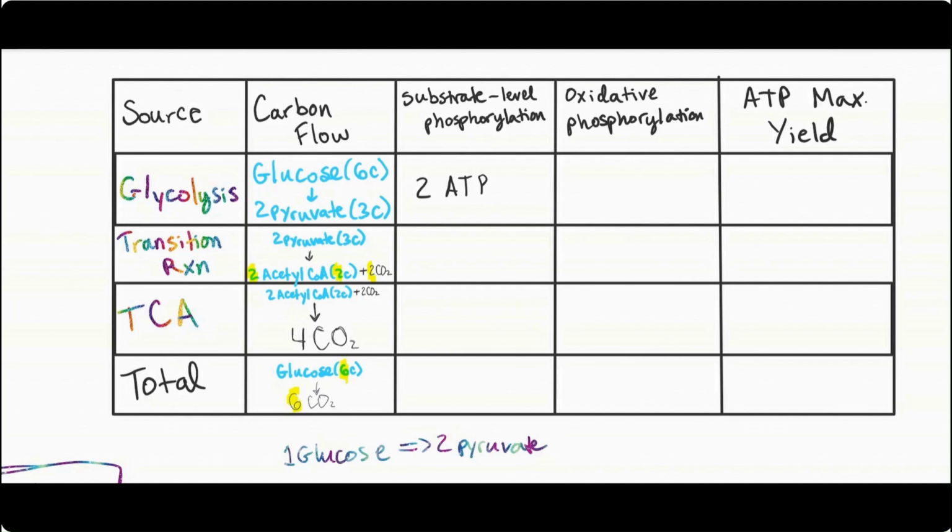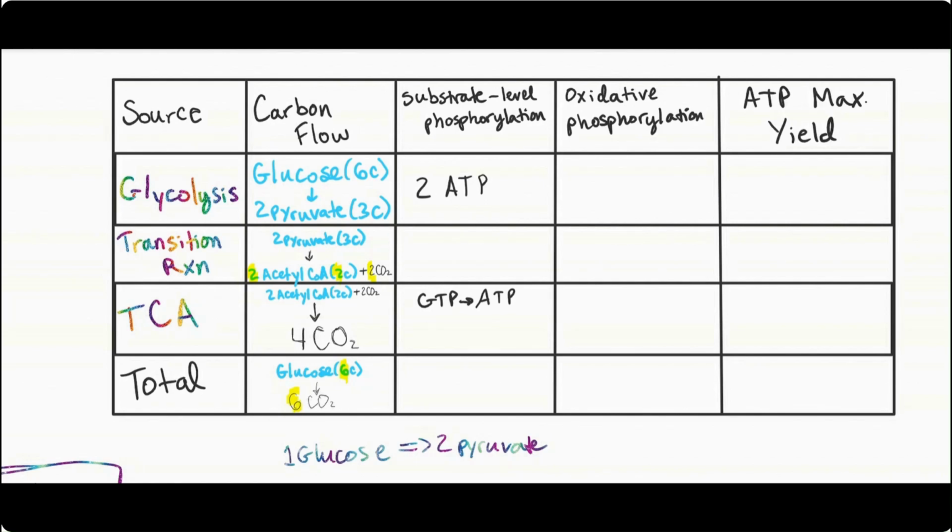However, in the TCA cycle, we do get GTP produced, and GTP does not need to go into the electron transport chain. It doesn't need to undergo oxidative phosphorylation in order for ATP to be produced. GTP can actually be directly converted into ATP. And so for each cycle of the TCA cycle, we get 1 GTP molecule.